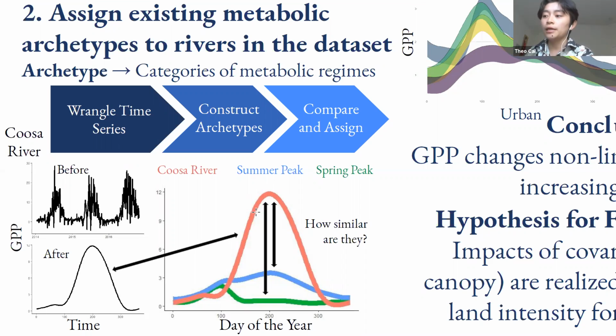Very broadly, we assign these archetypes by comparing the metabolic time series, so how GPP changes at a certain river over the course of a year, to the metabolic time series of the archetypes, and then choosing the closest fit. You can see that here, comparing Coosa River's metabolic regime to the two archetypes, Summer Peak and Spring Peak.